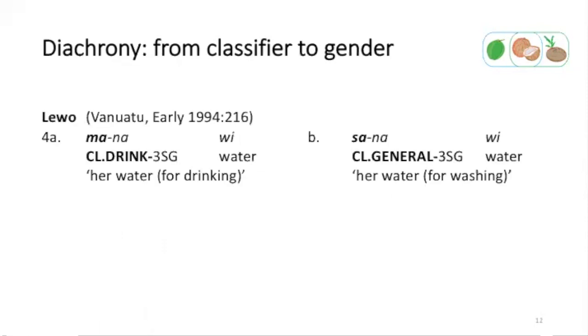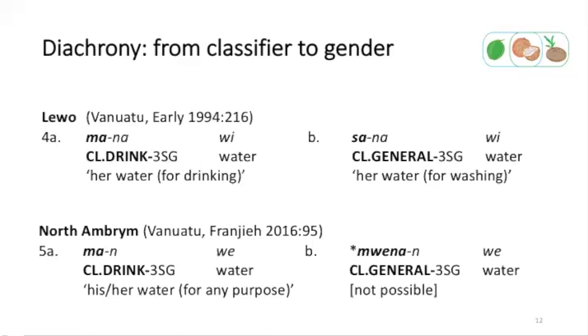Now, in Lewo, a noun can occur in different classifier categories, depending on how the possessor intends to use the possessed. So the noun we, meaning water, can occur with different classifiers, as shown in 4. But in North Ambrym, there's a much more rigid assignment of noun to classifier category. The cognate for water, where, can only ever occur with the drinkable classifier and never with any other. So the stricter assignment system in North Ambrym challenges the traditional view of classifier systems, and it's a good argument for including possessive classifiers in a canonical view of noun categorization systems with gender at its core.